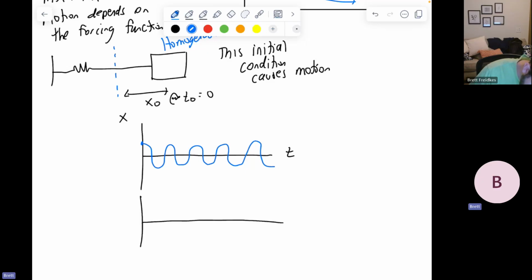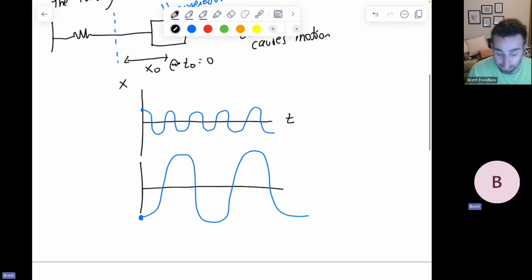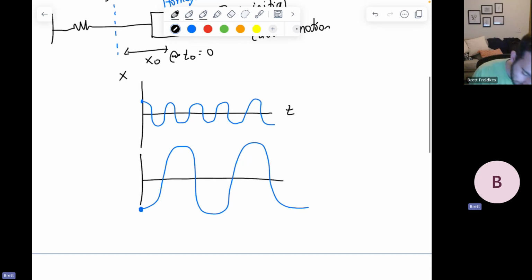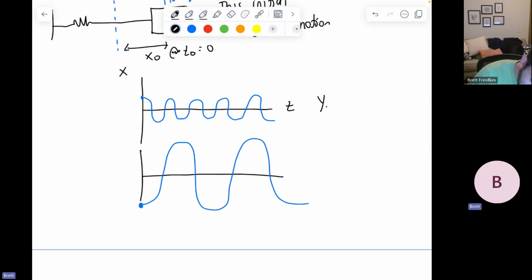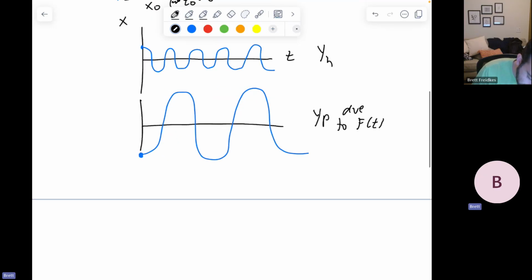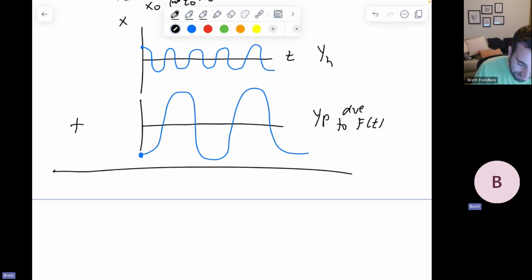But due to the force, maybe the force is starting negative and it's bigger. Maybe it's something like this. And maybe it's possibly at a different frequency than it would actually move at compared to when you let it go. Maybe it's a motor that's spinning a certain way. This would be like our homogeneous solution. This would be our particular solution due to the force. And the sum of them, if you add them together, that gives you your total solution.